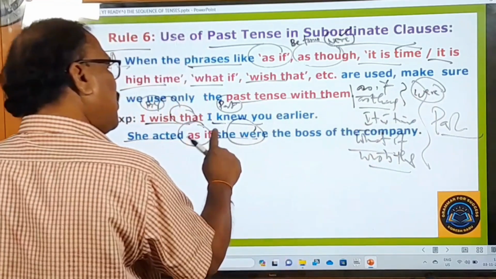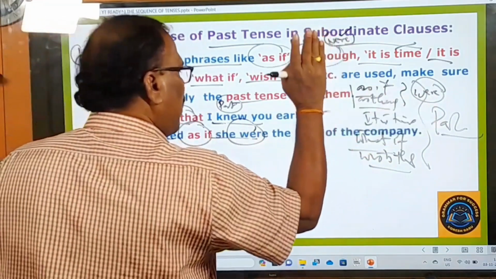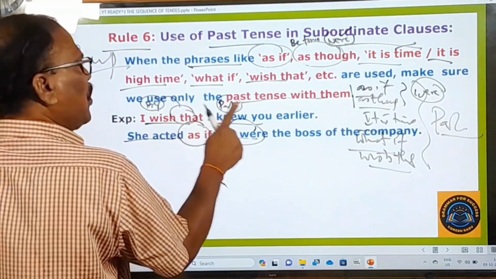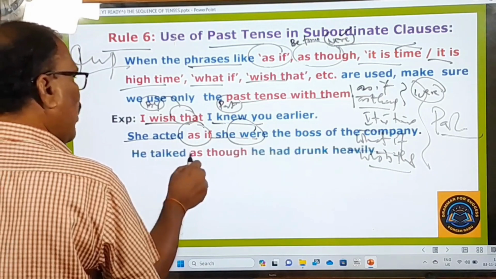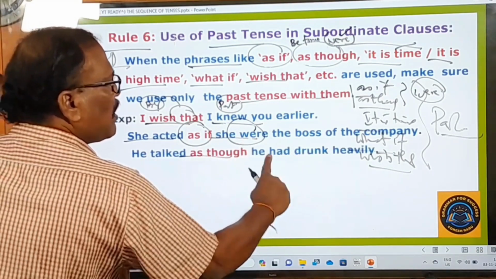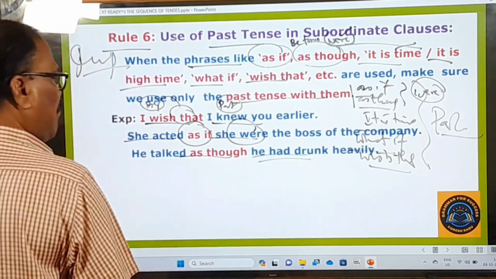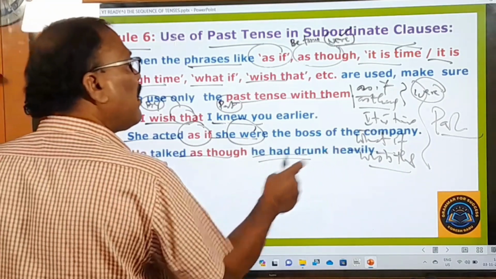And if you want to use a normal sentence, then you use only the past tense. So she acted as if she were the boss of the company, right? And here one more, he talked as though is given. Now here a normal sentence is given, so it is in the past tense. He talked as though he had drunk heavily.